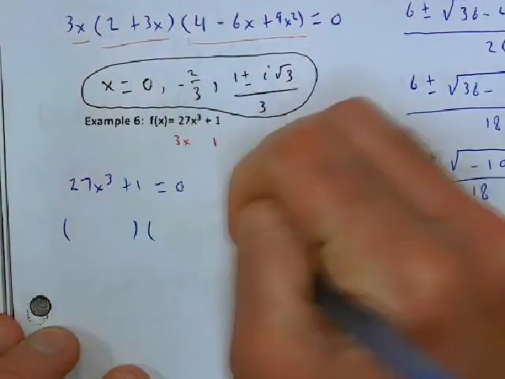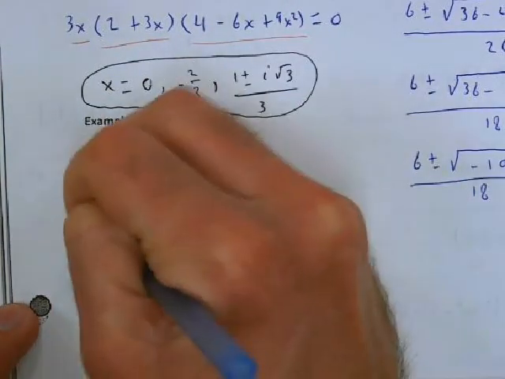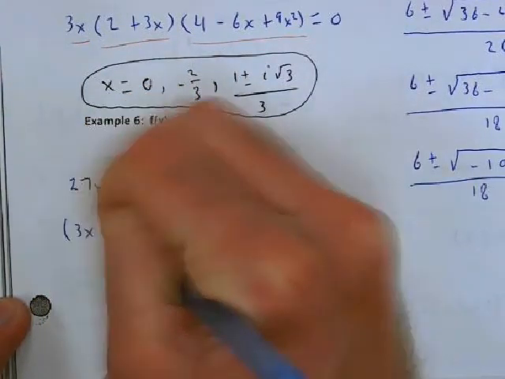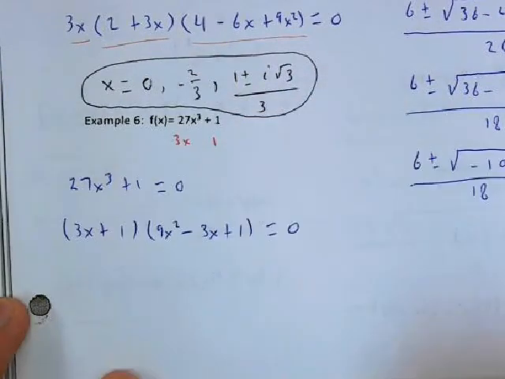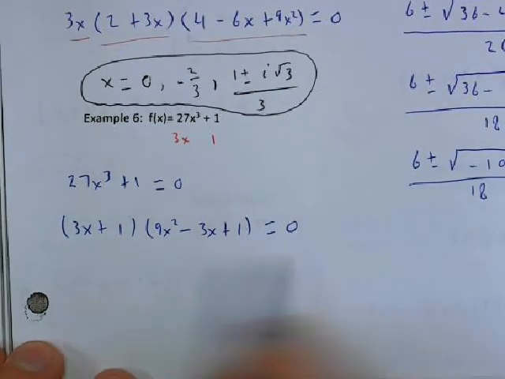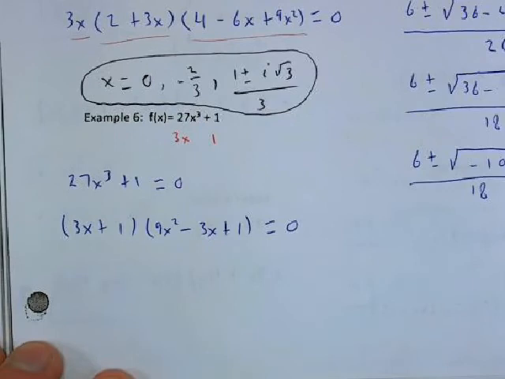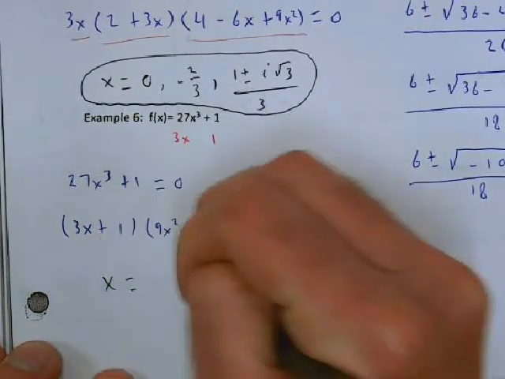Let's do this one kind of quickly. This is going to be 3x plus 1, times 9x squared minus 3x plus 1. Okay, so we got it factored, set equal to 0. So then if this thing times this thing equals 0, I know that at least one of these has to be 0. Okay, this 3x plus 1 is going to equal 0 when x is negative 1/3.